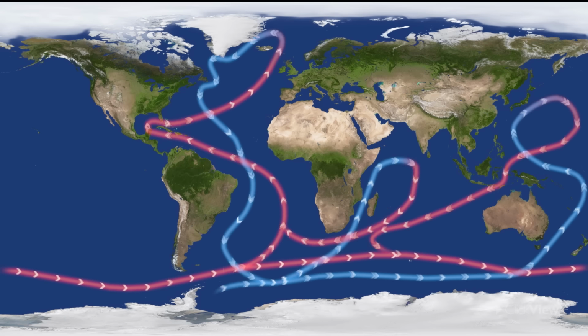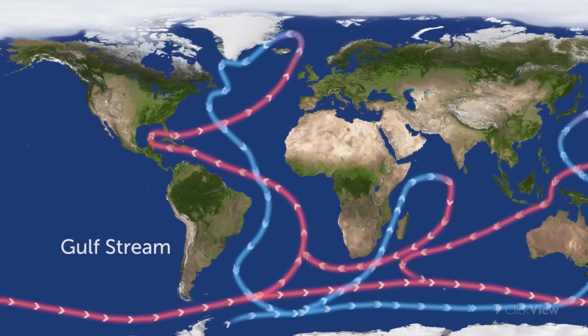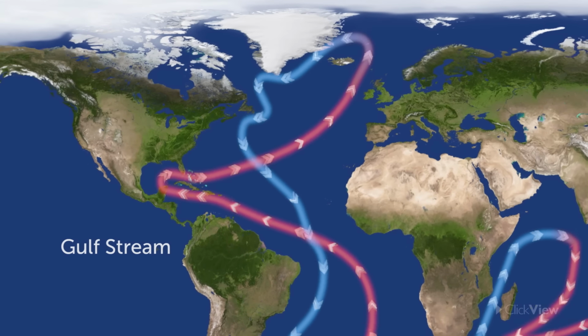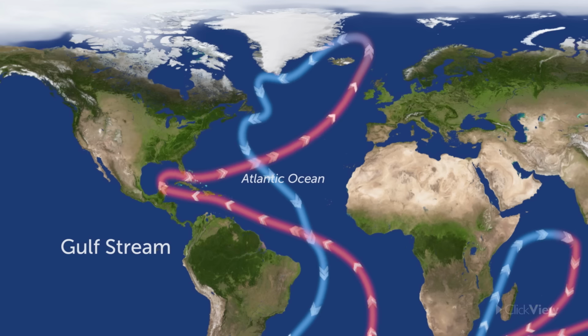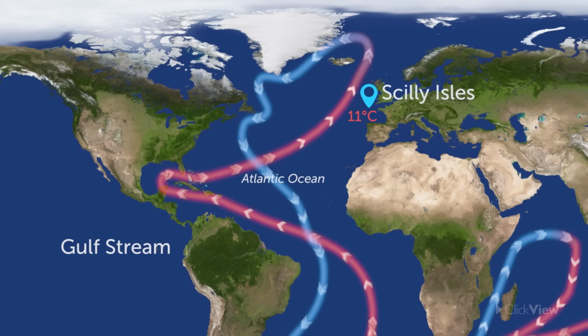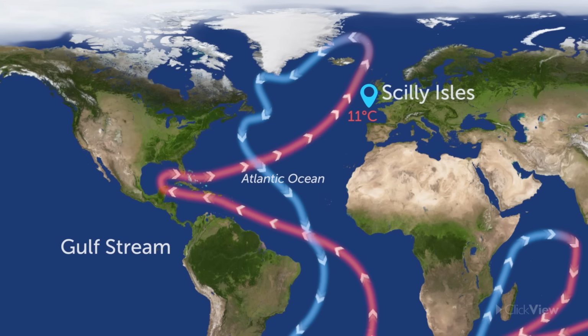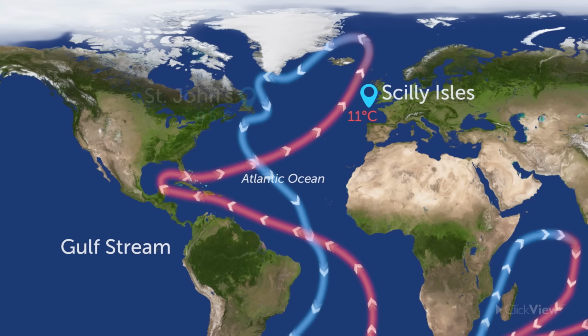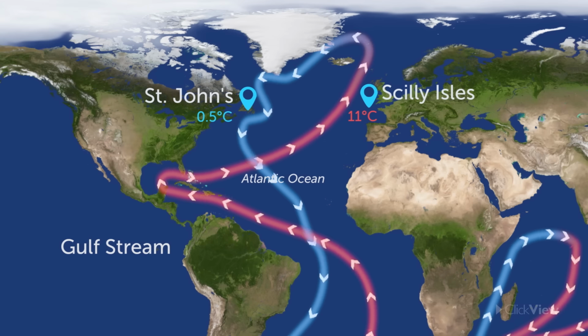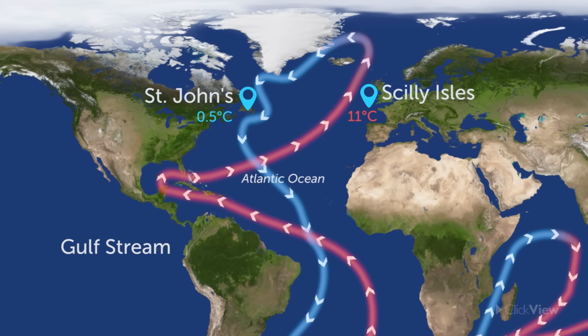One important factor is the Gulf Stream, a warm stream of surface water that circulates around the Atlantic Ocean. The North Atlantic Drift is an offshoot that circulates warm water around the Scillies, so the sea surface temperature almost never falls below 11 degrees in winter. In St. John's, at the same time, the sea temperature is 0.5 degrees.